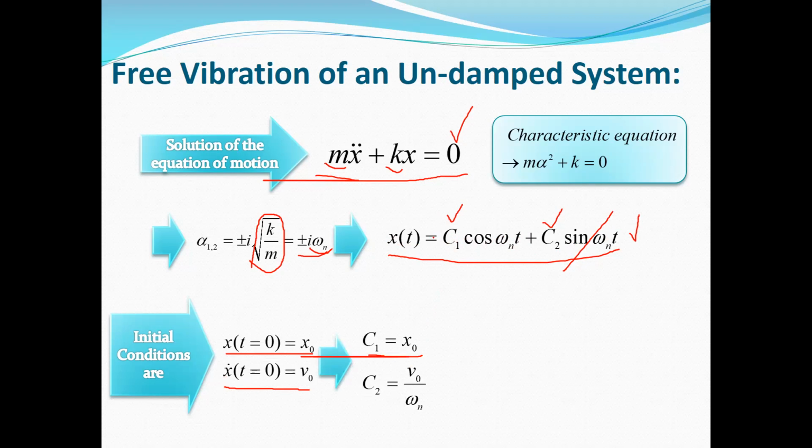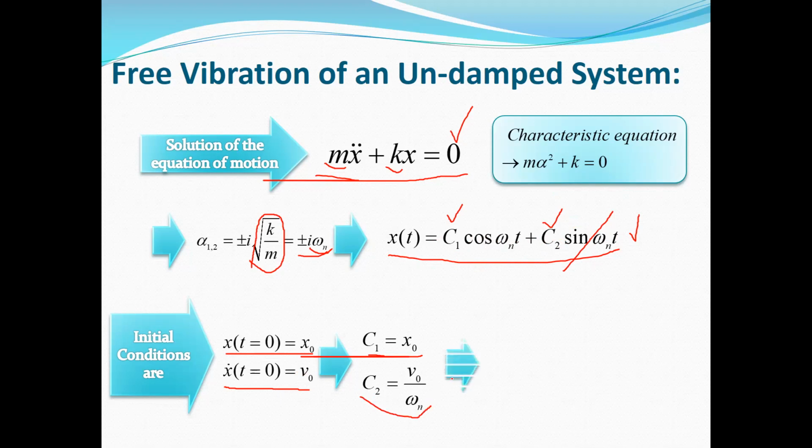of x with respect to time. So if you calculate the derivative of x with respect to time, it's equal to minus C1 times omega n times sine omega nt plus C2 times omega n times cosine omega nt. This time, if you substitute t equal to 0, the first term, which includes C1, will be 0 because it's sine omega nt, so sine 0 is 0. And we will have C2 times omega n times cosine 0, which is 1, equal to v naught. So C2 is equal to v naught divided by omega n.